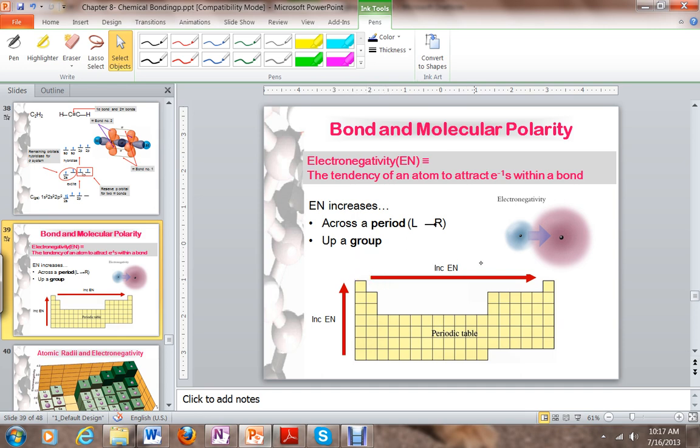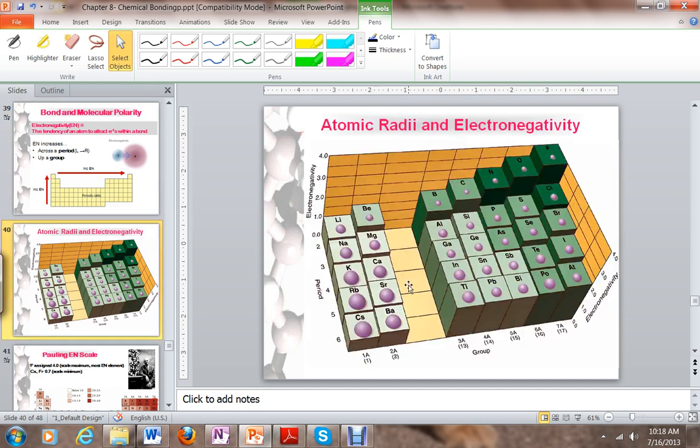Across a period from left to right, electronegativity increases. And remember, it's the tendency of an atom to attract electrons within a bond. It has to be bound to another atom. And up a group also increases electronegativity. Why is that? Because of the atomic radii, or atomic radius, which would be the same.